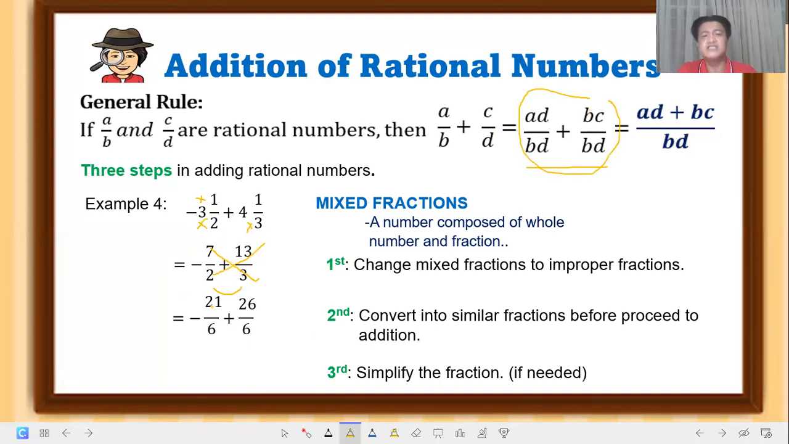And then, since similar fraction na sila, we can now add the numerators. Take note of the negative sign na. Don't forget that. And meaning to say, we have negative 21 plus 26 over 6. And what is the sum of the numerators? That is equal to 5 over 6. Yan na po ba yung final answer natin? Yes. They are already simplified.